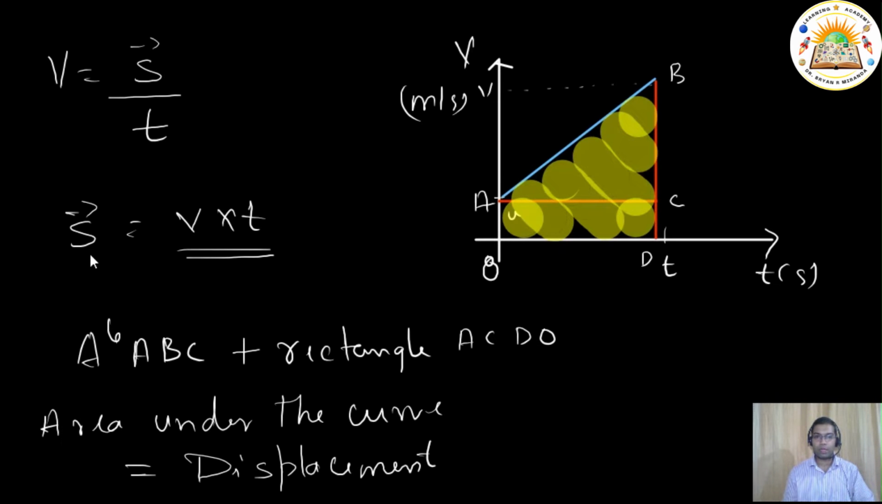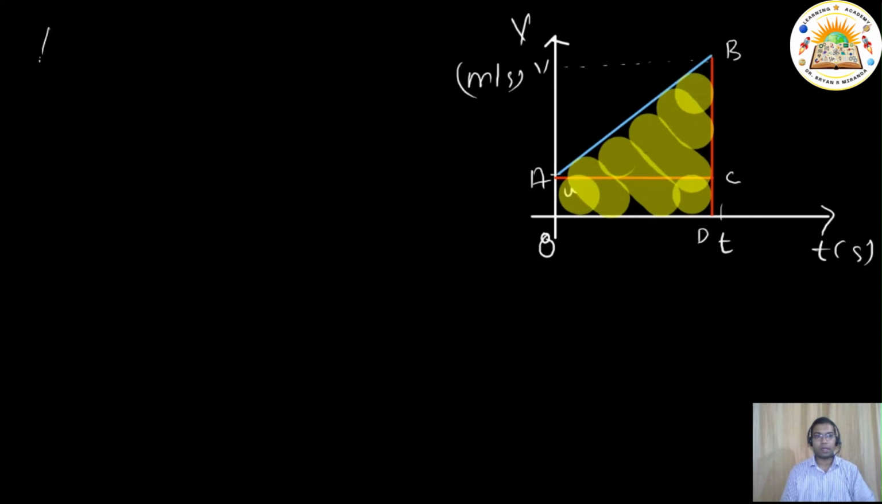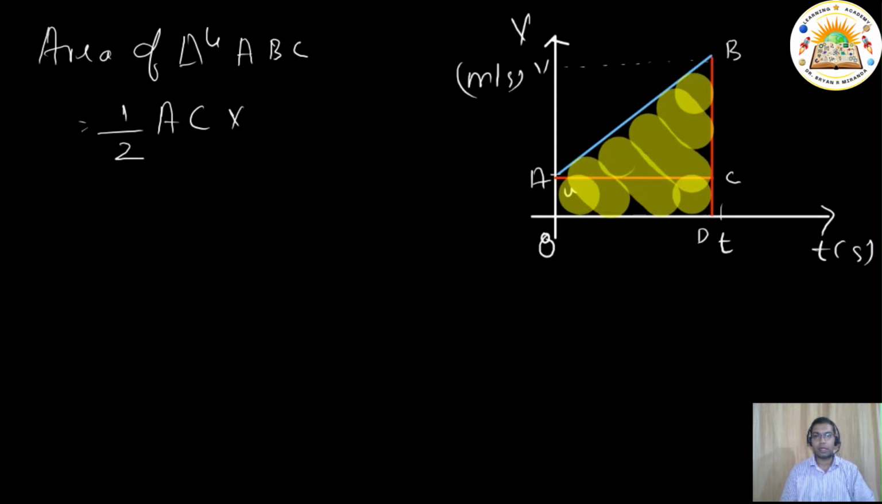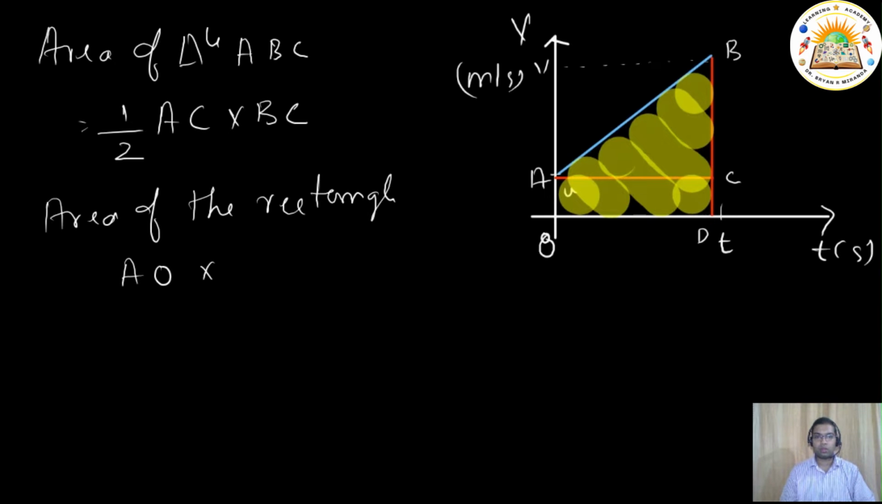So let us see if we do indeed obtain displacement. So what we can do, we have got two objects, right? Triangle and rectangle. So let us take the area. Area of, let's say, triangle ABC will be nothing but half base, that is AC, into height, which is BC. And area of the rectangle will be nothing but side into side, right? Length into breadth. So it can be taken as, let's say, AO into OD.